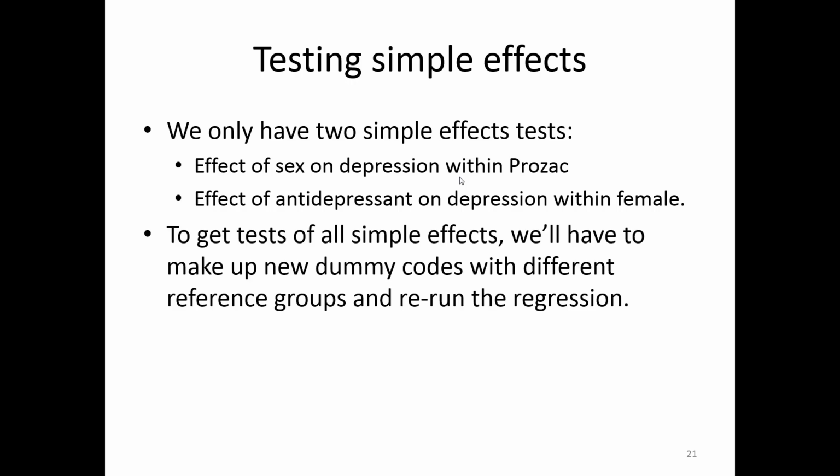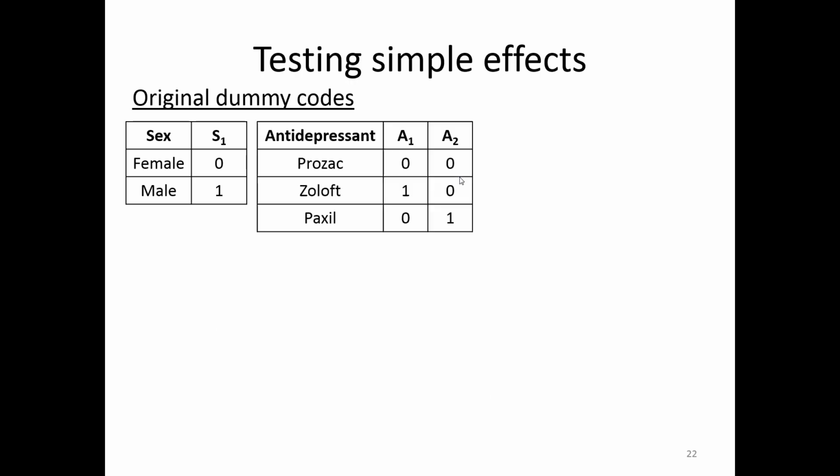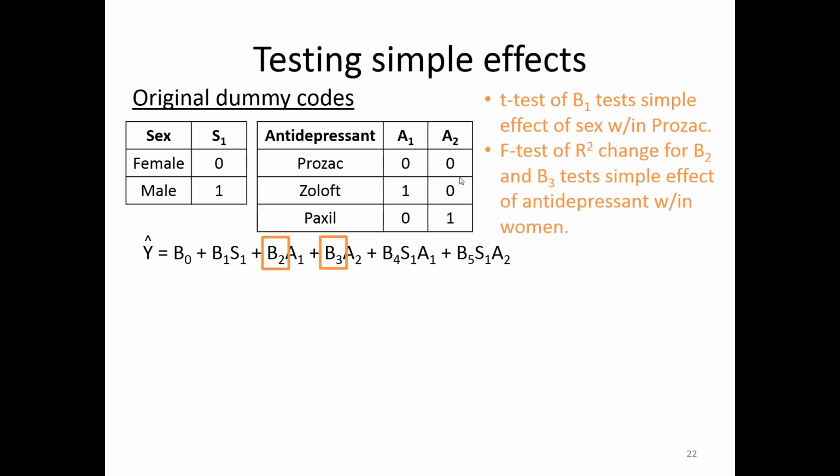To get the test of all the simple effects, we'll have to make up new dummy codes with different reference groups and then rerun the regression. Recall that we had to do this to get particular tests of differences between means, even when there was only one categorical predictor. So there are our original dummy codes: sex and antidepressant, with Prozac and females as the reference groups. The t-test of B1 tests the simple effect of sex within Prozac, and the F-test of R-squared change for B2 and B3 tests the simple effect of antidepressants within women.